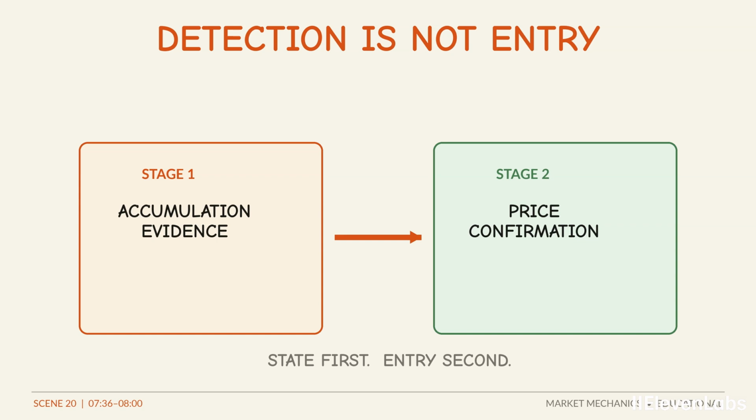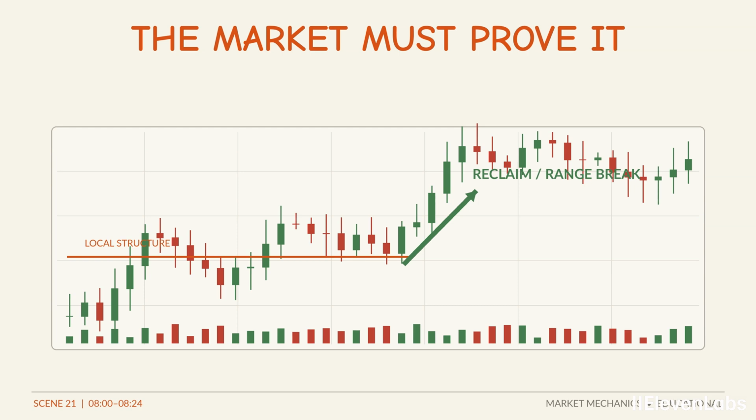Confirmation could be a reclaim of local structure, a break above a short execution range, stronger closing location, expansion out of compression, or another measurable transition showing that buyers are gaining control. This matters because without confirmation, an accumulation detector can simply become a very sophisticated way to keep buying falling knives.